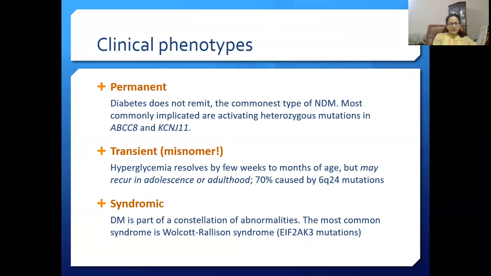Then the syndromic type of neonatal diabetes, in which diabetes is part of a constellation of abnormalities. And the most common here is EIF2AK3 mutations.